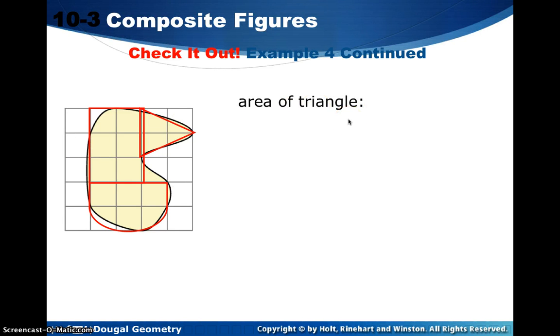So the area of the triangle, 1/2 base times height. It looks like the base is going to be 2. We have to use a base and a height that are perpendicular, and then also a height of 2. So 1/2 base times height gives us an area of 2 for the triangle.